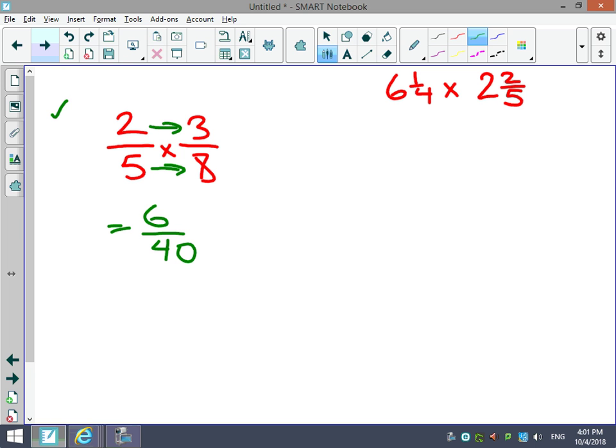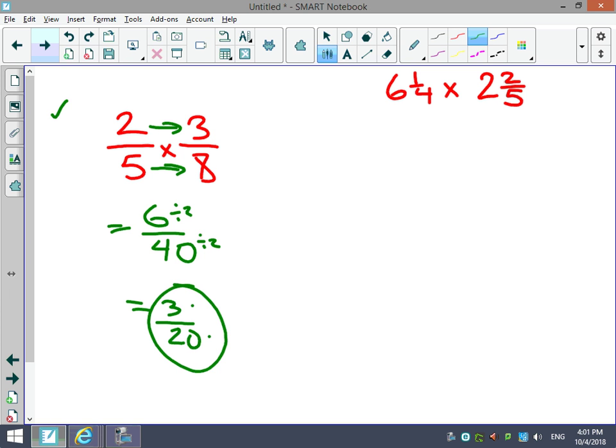You look at that answer, and you've got to say to yourself, is there a number that will go into top and bottom? We discussed today that if both the numerator and the denominator are even numbers, then 2 will always be a factor. If we divide those by 2, our new fraction in the lowest terms will be 3/20. 6 divided by 2 is 3. 40 divided by 2 is 20. That cannot be reduced any further.